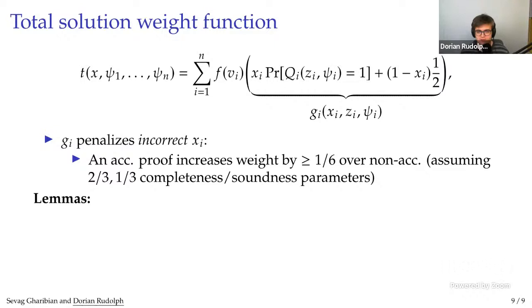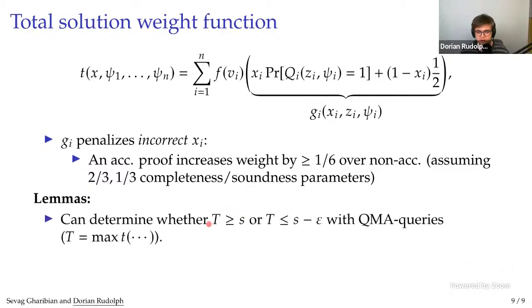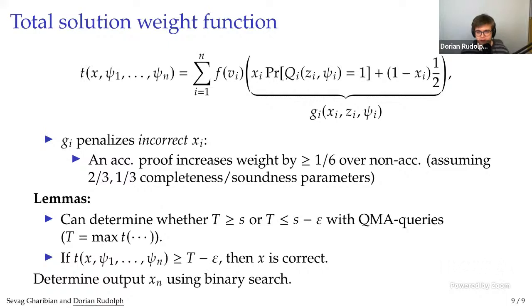One can show two important lemmas. Firstly, it is possible to approximate the maximum T with QMA queries. Secondly, if T is close to the maximum, then x must be a correct query string. Therefore, we can determine the correct output xn using binary search.